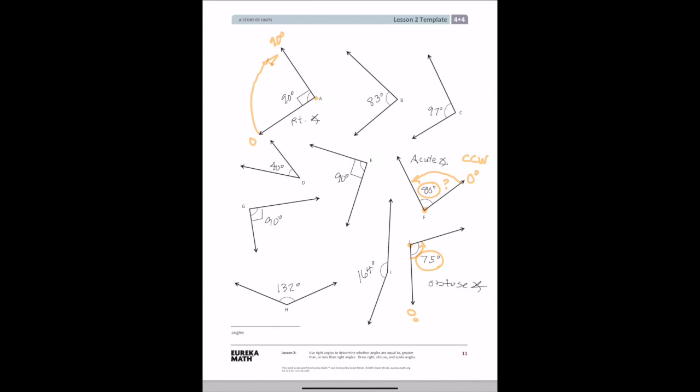Okay, so check your work here. I'm trusting that you'll practice it, because the more you practice, the better you get at it and the more familiar you are with use of the protractor.